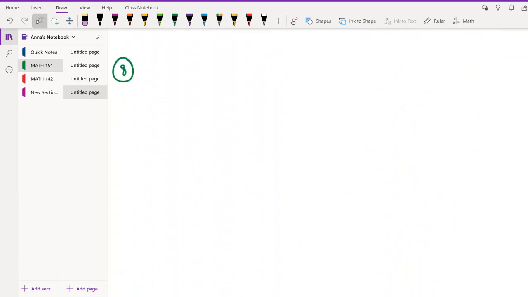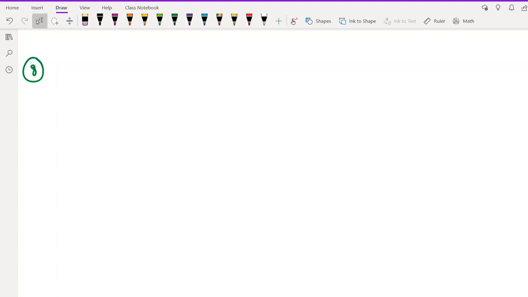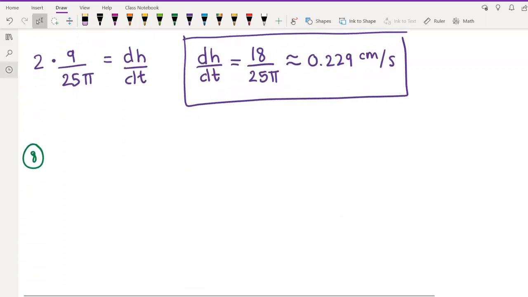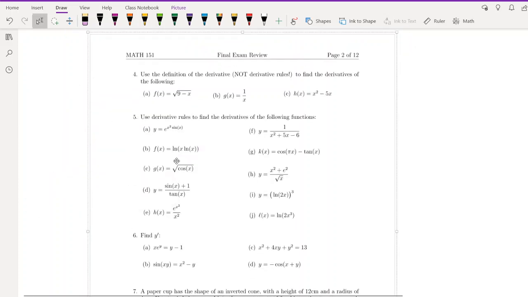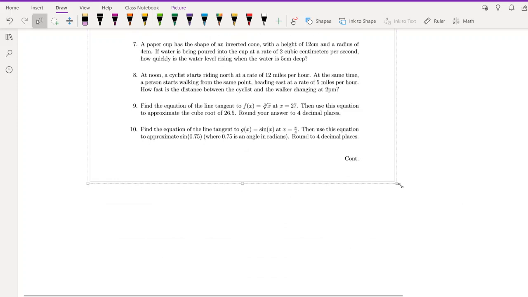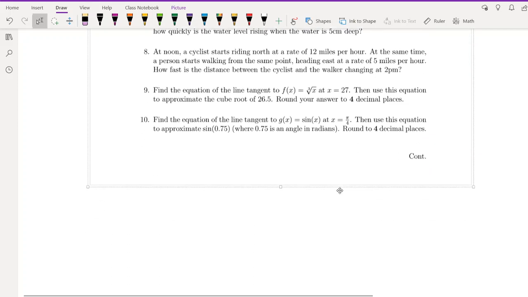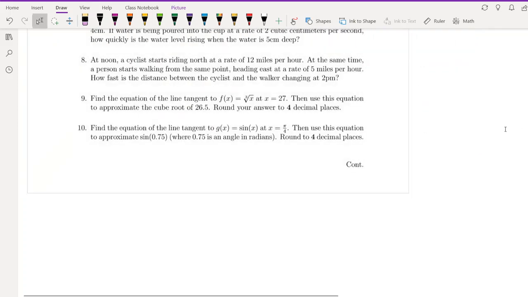Alrighty, so the next one is another related rates problem. I think I'm actually just going to copy and paste that again so that we can refer to it without having to go back and forth. So now we're looking at number 8. This says, at noon, a cyclist starts riding north at a rate of 12 miles per hour. At the same time, a person starts walking from the same point, heading east at a rate of 5 miles per hour. How fast is the distance between the cyclist and the walker changing at 2 p.m.?